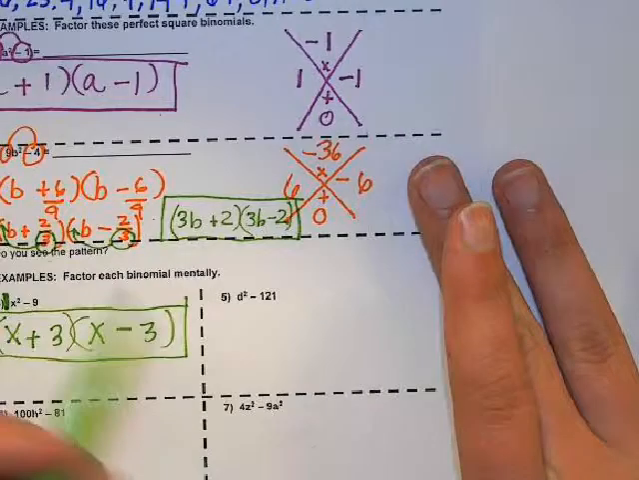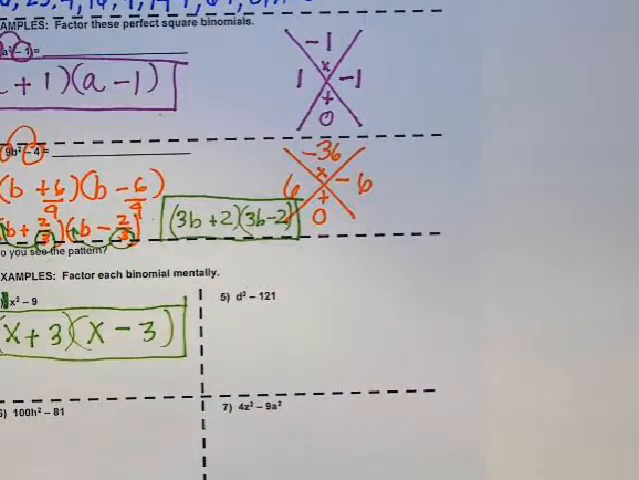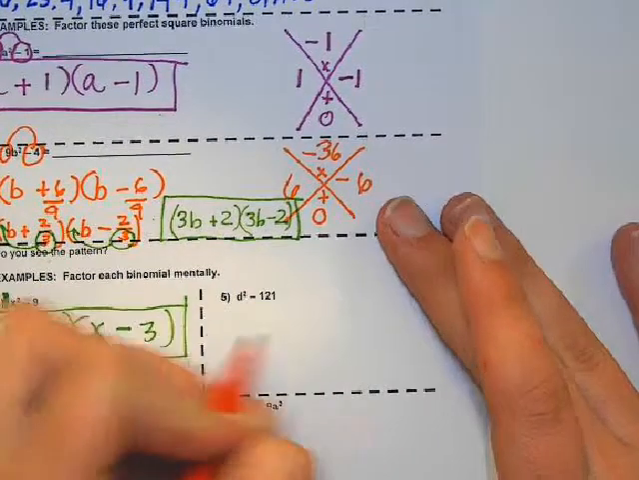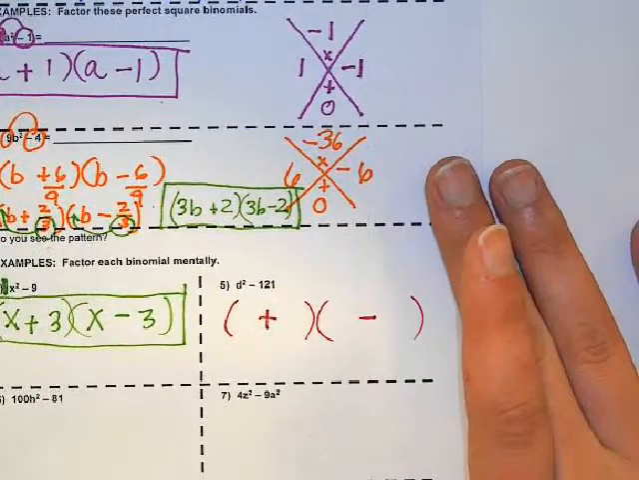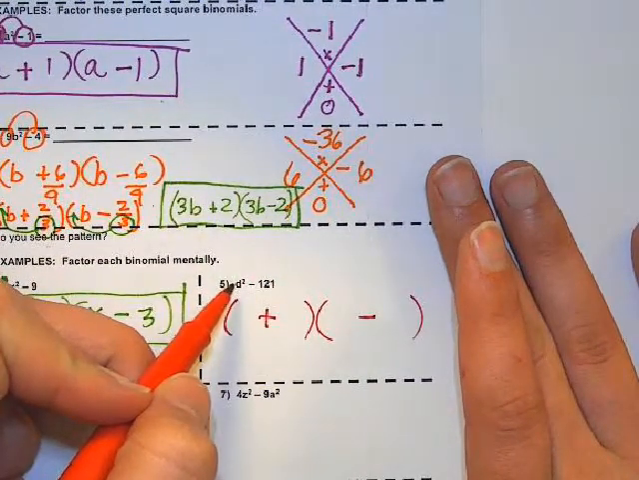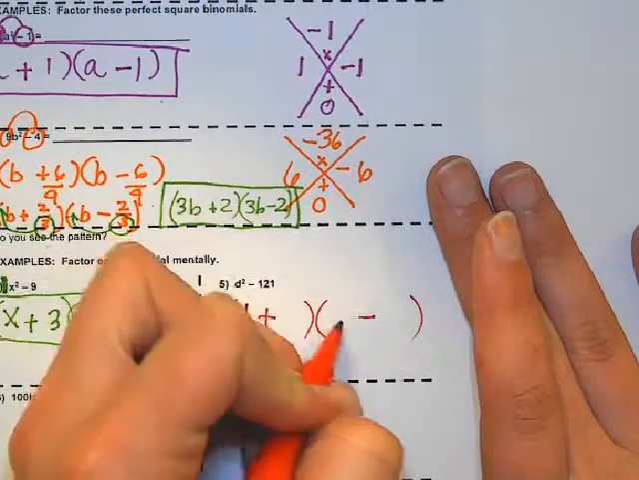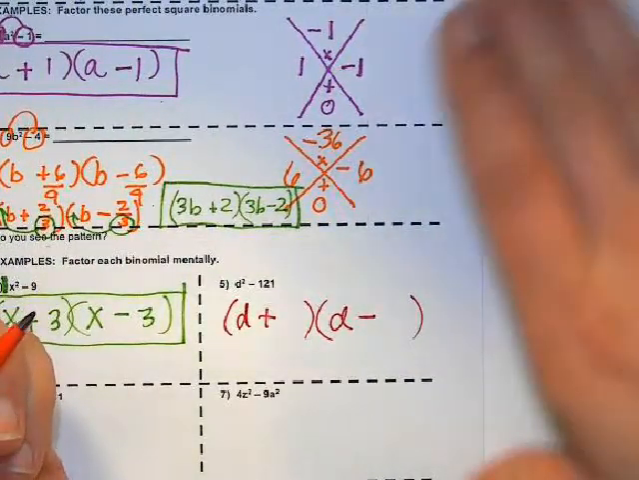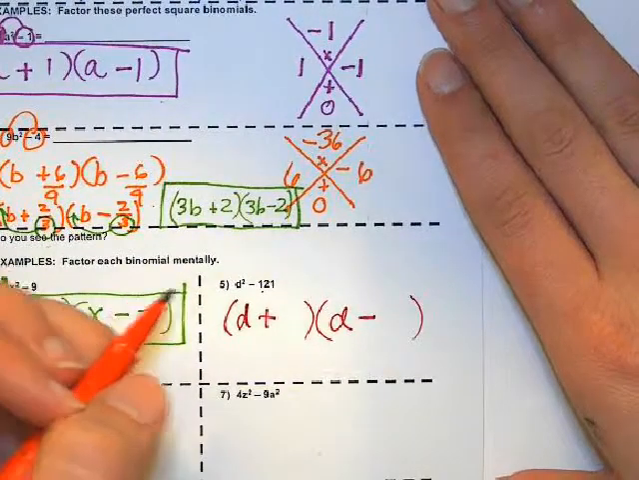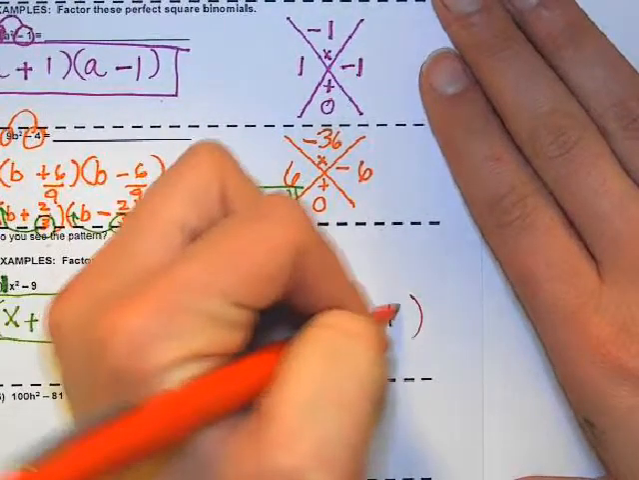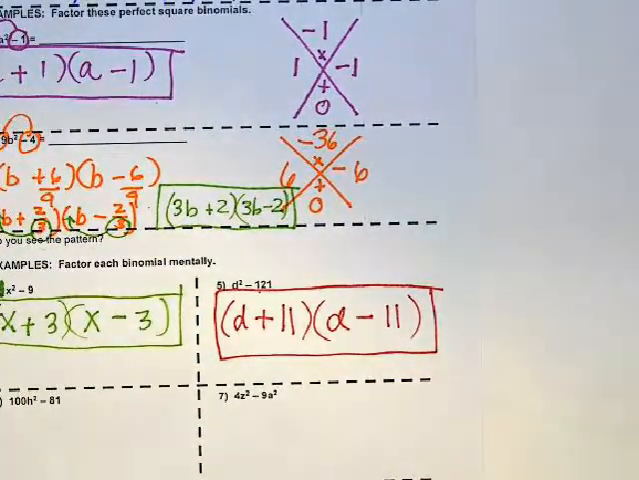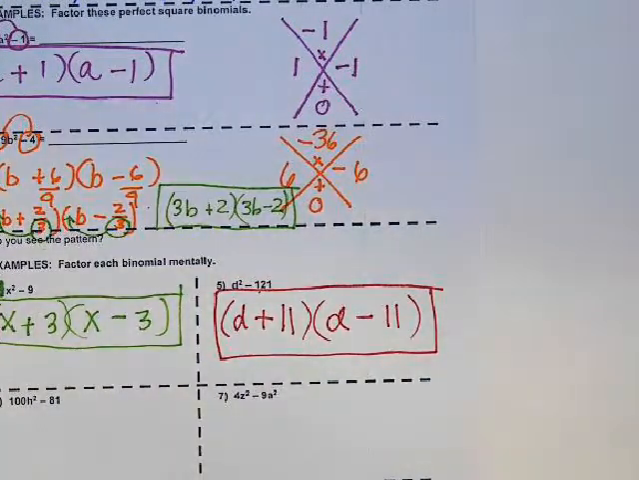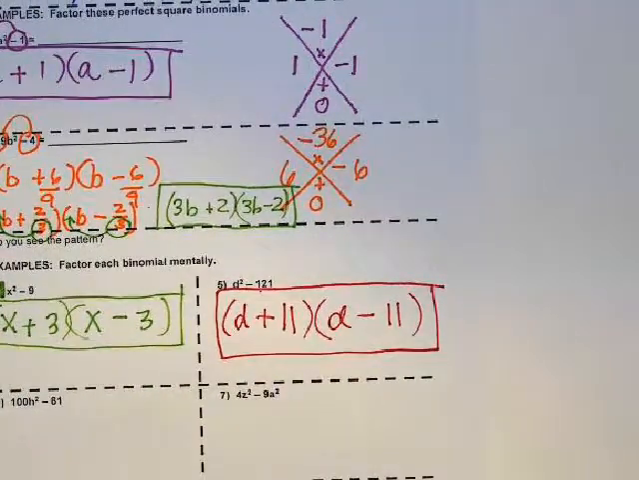Okay, look at number 5. Is an imaginary 1 a perfect square? Yes. Is 121 a perfect square? So draw your parentheses. 1 plus, 1 minus. What's the square root of 1? 1. So I have regular D and regular D, so I don't have to write the 1 in front of it. What's the square root of 121? 11. 1 positive, 1 negative. There's my answer. Only when you have 2. Any other time, you have to do your x factor.